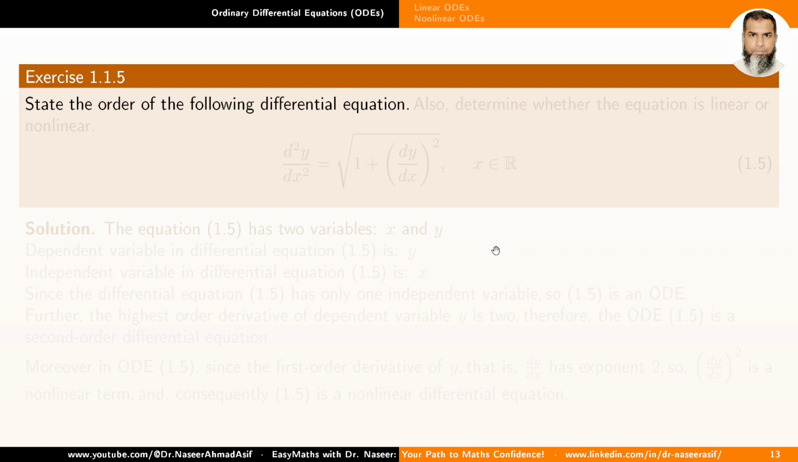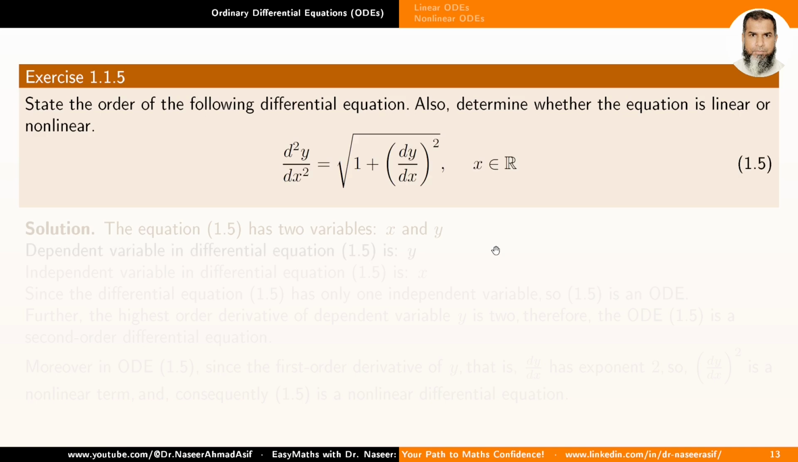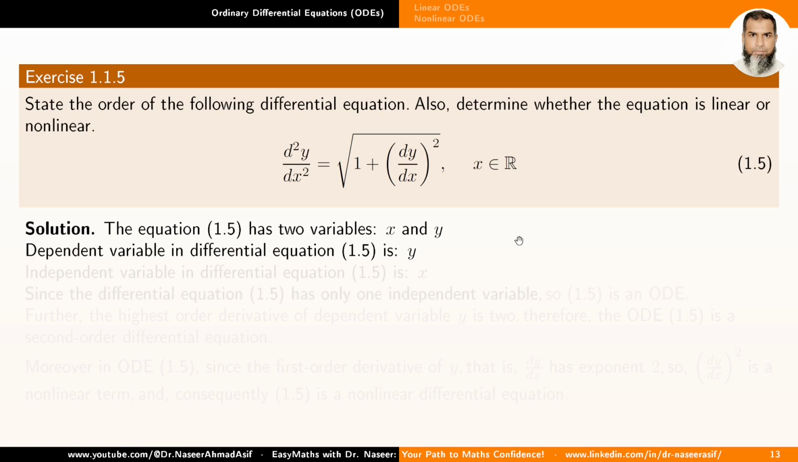State the order of the following differential equation. Also determine whether the equation is linear or non-linear. This is d2y by dx square is equal to 1 plus square root of dy by dx, with x belonging to R. Let's see the solution. The equation 1.5 has two variables x and y. The dependent variable in differential equation 1.5 is y. The independent variable is x.